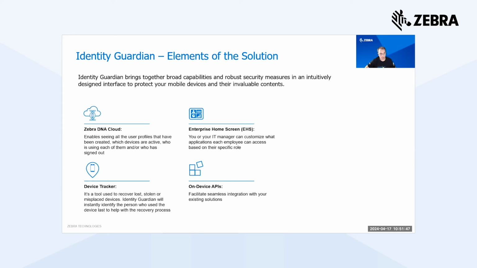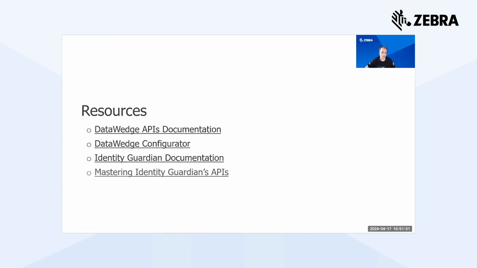And that's pretty much it. We are at the end of the session. So these are the resources links. These are already available in the chat, so make sure to give them a look. DataWedge APIs documentation, a link to the library available on GitHub, documentation about Identity Guardian, and also a link to the blog post explaining how to use each one of the available Identity Guardian APIs.